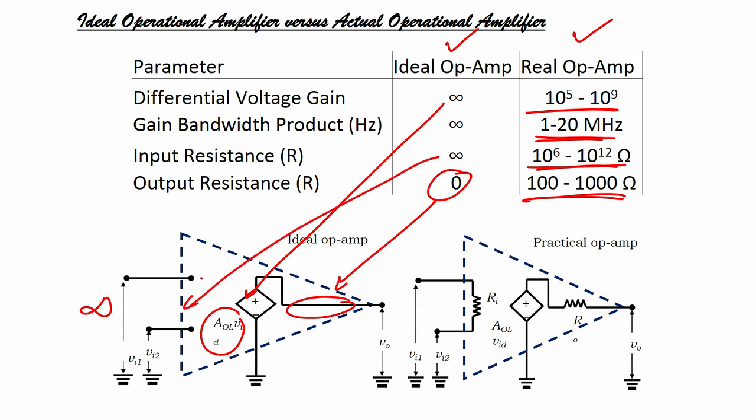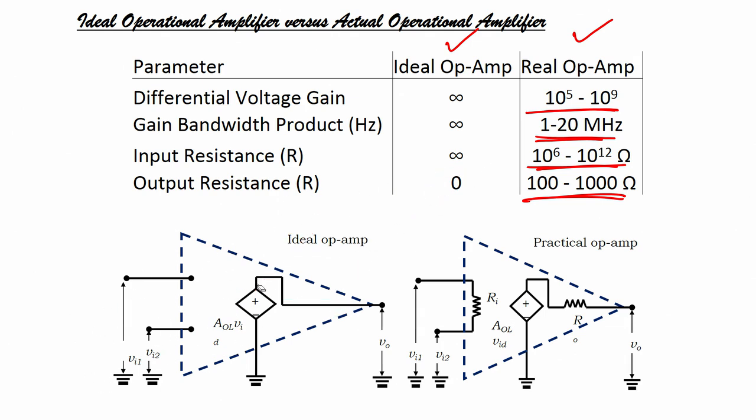But in case of an actual op amp, what will it be? Same circuit, but here we can put a resistance, because now we have some value of resistor. It is very high, but still it is there. So, we have used a resistor between the input terminals. Then we have very high gain. The resistor is about 10⁶ to 10¹² ohms, and it has very high gain, 10⁵ to 10⁹, that is fine.